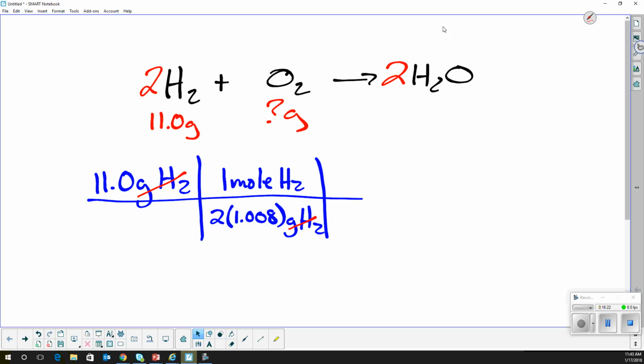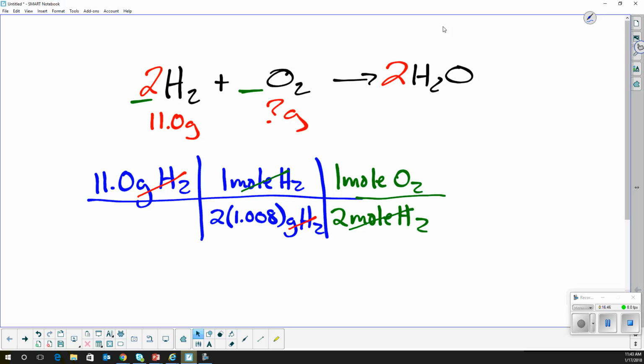From moles to moles. So at this point, I come up here and look at these numbers in front of what I want to go to and what I have. What do I put on the bottom? 2 moles H2 because I want to get rid of it. 2 moles of H2. What do I put on top? 1 mole of O2. So at this point, I can then cancel out moles of H2.